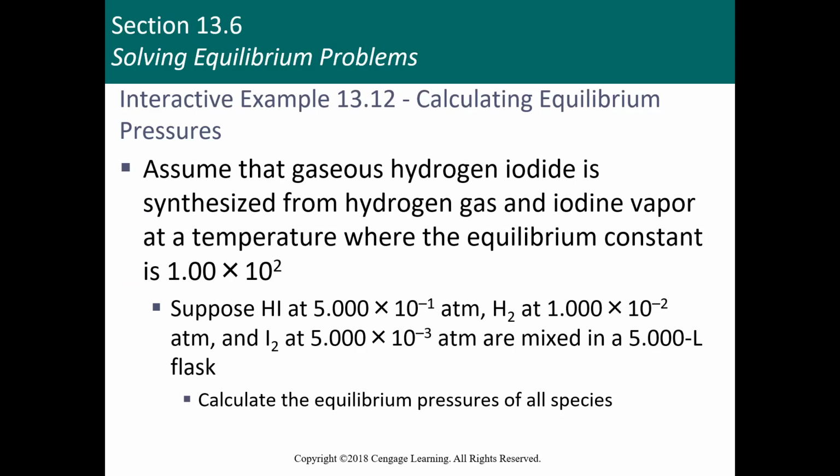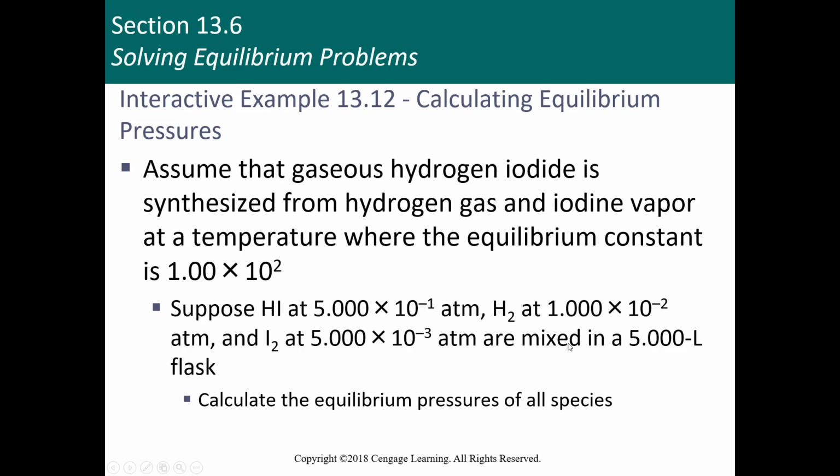All right, so let's calculate some equilibrium pressures. Let's assume the gaseous hydrogen iodide is synthesized from hydrogen gas and iodine vapor at a temperature where the equilibrium constant is 1 times 10 to the second. Suppose HI is this atmosphere, H2 is this, and I2 is this. They are mixed in a 5-liter flask. Calculate the equilibrium pressures of all species.